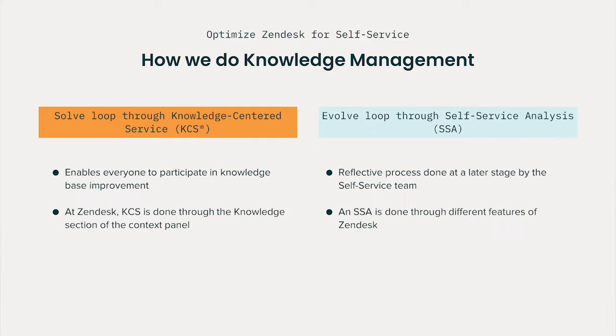The second methodology is what we internally call self-service analysis, or SSA, or the evolve loop. We think of an SSA as a reflective process on all the collected tasks in the solve loop and associated knowledge articles. It's a process in which we analyze the patterns that emerge in tickets, articles, comments, and other sources of information. The solve loop and the evolve loop together create a system that is self-correcting that we call the KCS double loop process.